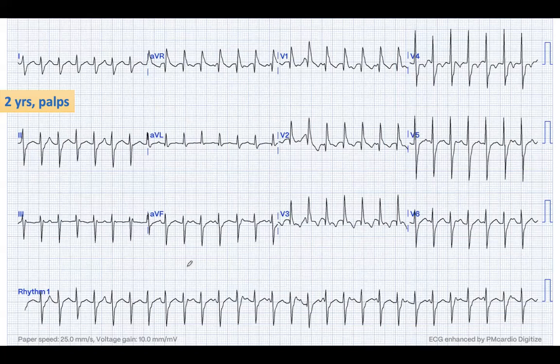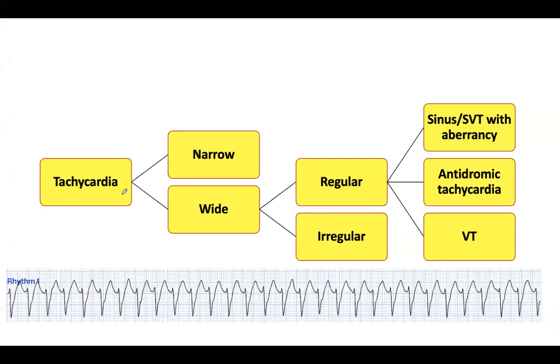What do you guys think? Monomorphic wide complex. Okay, so wide complex tachycardia, that is regular, right? Regular. Okay, excellent. So now you identified the patient being tachycardic, you identified the wide complex tachycardia, and then you realized the patient was having regular wide complex tachycardia.